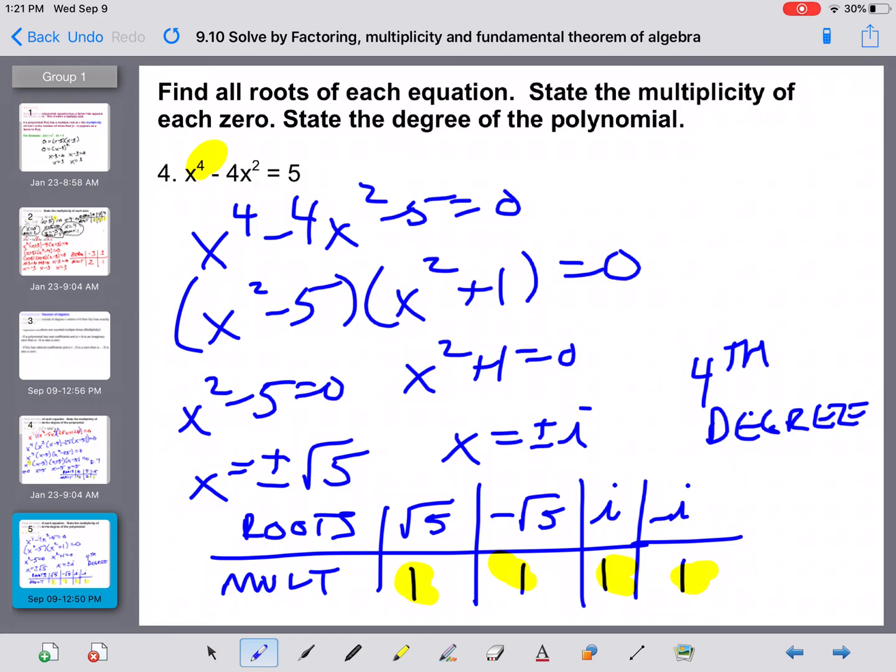So I hope this helps in showing how we can solve by factoring today and use that to discuss multiplicity and the fundamental theorem of algebra.